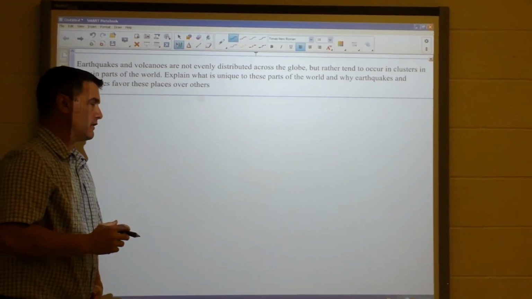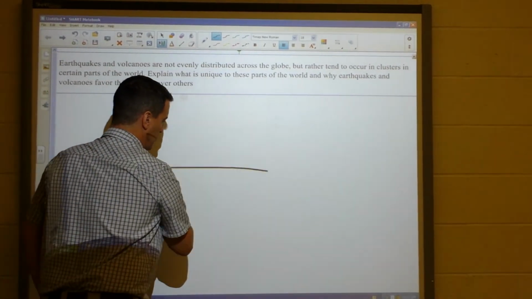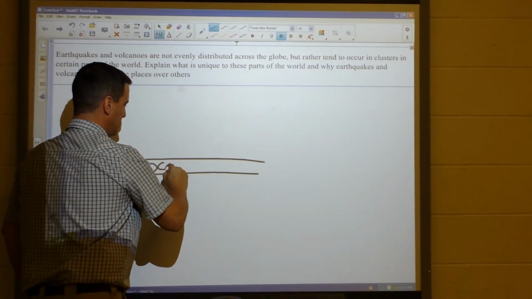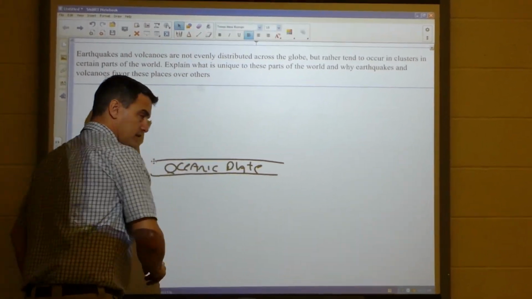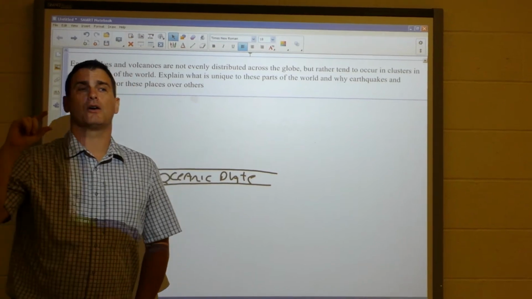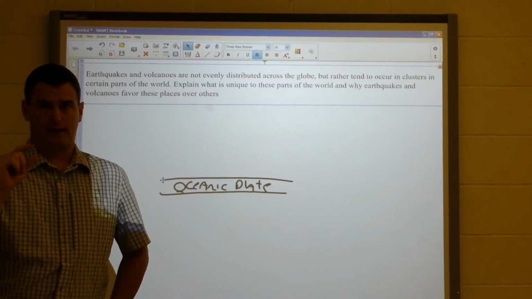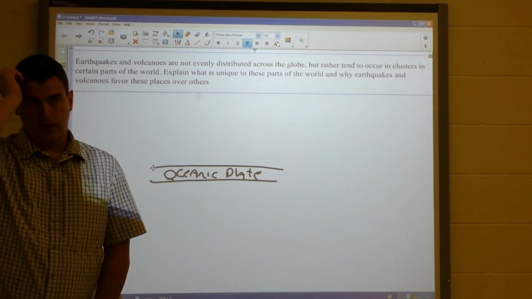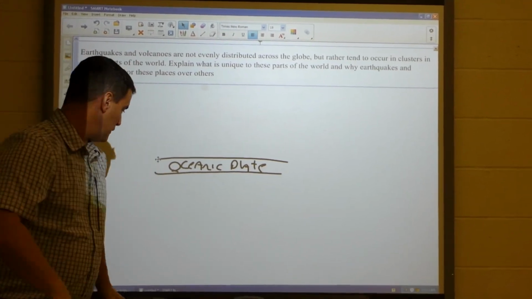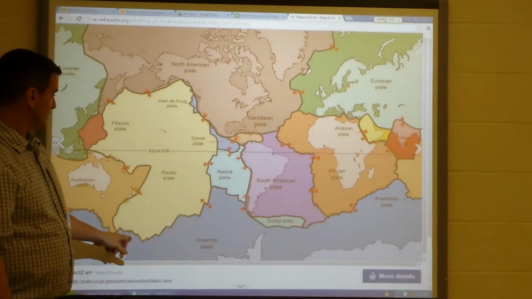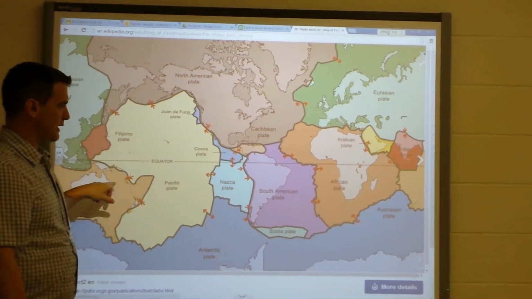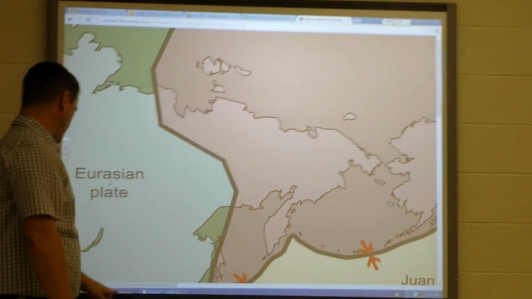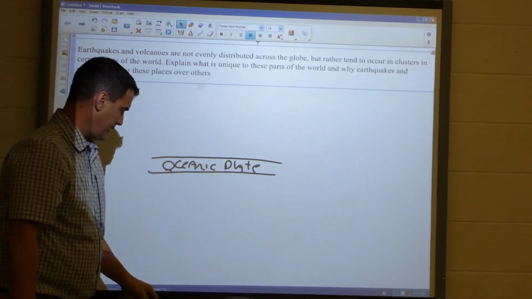What happens on the Ring of Fire? The Pacific Plate is what's called an oceanic plate. What are the characteristics of oceanic plates? They are typically very thin plates, okay? What happens is, if we look back here, this thin oceanic plate is surrounded by a continental plate, continental plate, continental plate, continental plate. So it's surrounded by continental plates.